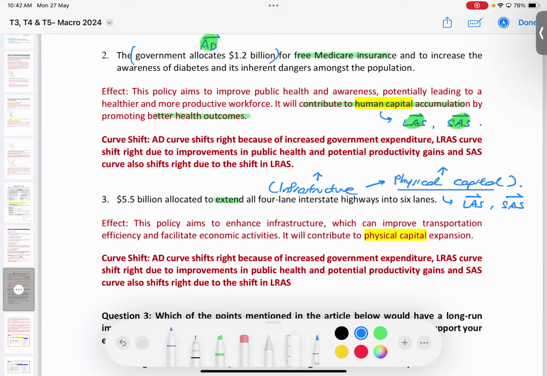Now here it also includes government spending, so it will shift the aggregate demand curve as well. So what can you see here? 3 things: LAS shifts rightwards, SAS shifts rightwards, and the AD curve shifts rightwards. That is exactly the outcome that we have seen just now when we drew the diagram. The 3 graphs will be shifted. So this is something that you can draw in terms of outcomes for your assignment as well.